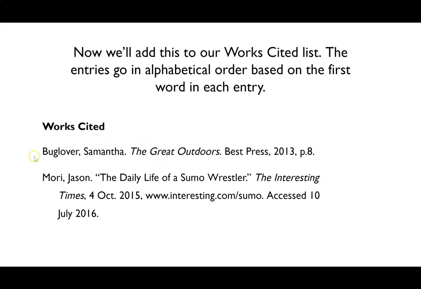So if we didn't have the author's name here, first of all, we would double check that we know it's a reputable source, even though there's no author attributed to it. And then we would alphabetize this based on the letter G, because that is our first significant word in the title, excluding the.